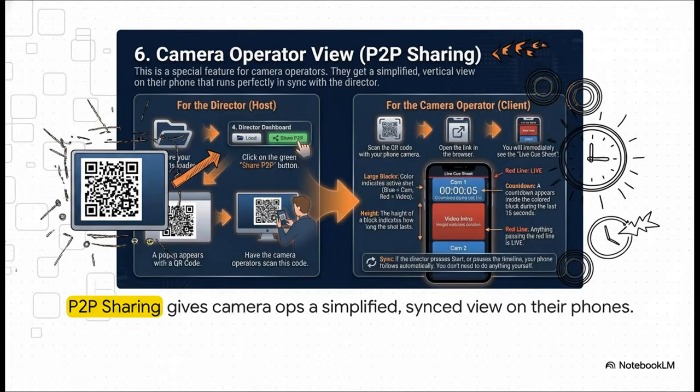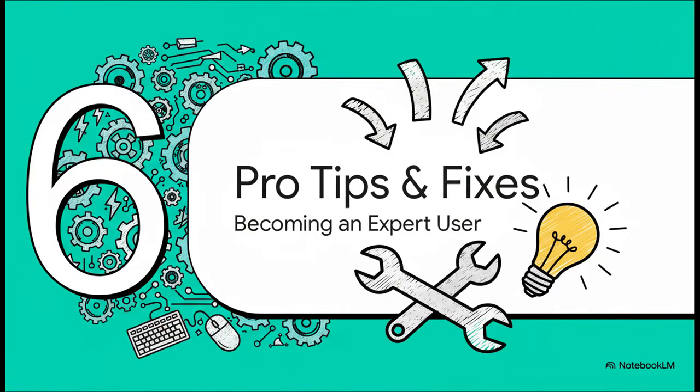The director just clicks the Share P2P button, and it generates a QR code. The camera operators scan that code with their phones, and boom, they get this beautiful, simplified vertical cue sheet. It shows them what shot is live, what shot is next, and a big countdown timer for their next cue. And it stays perfectly in sync, automatically. No more missed camera switches. It's just brilliant.